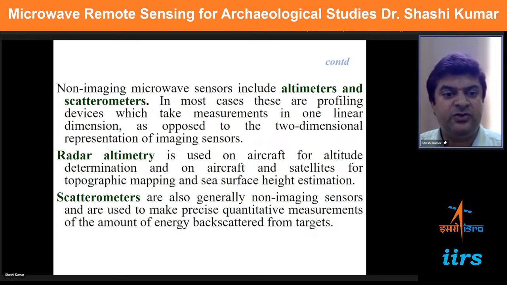These sensors are also used to retrieve information. For example, a radar altimeter is used on an aircraft for altitude determination. It is also used for topographic mapping and sea surface height estimation. Spectrometers are generally non-imaging sensors used to make precise quantitative measurements of the amount of energy backscattered from the target. There are different applications of spectrometers also.